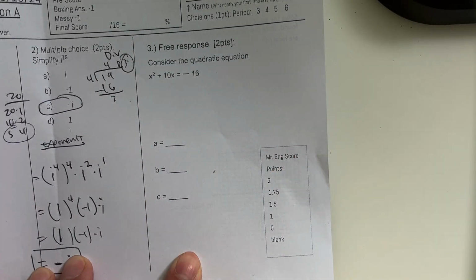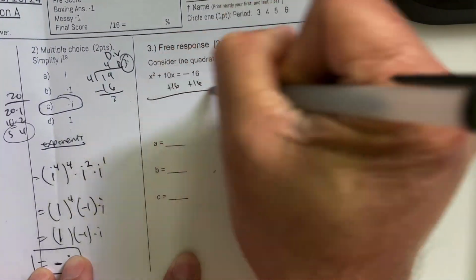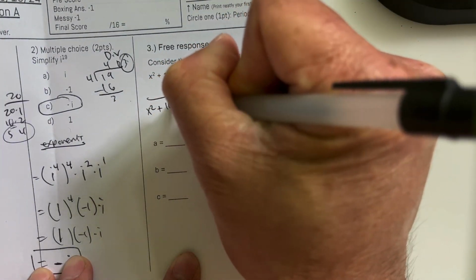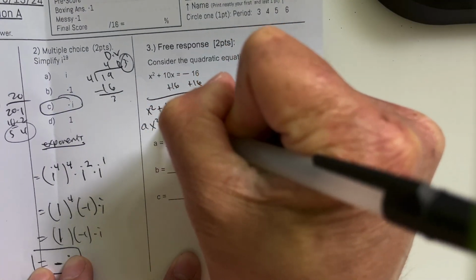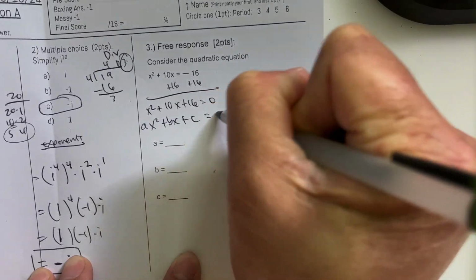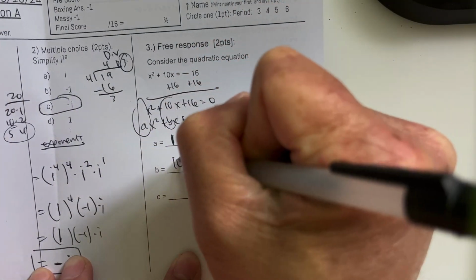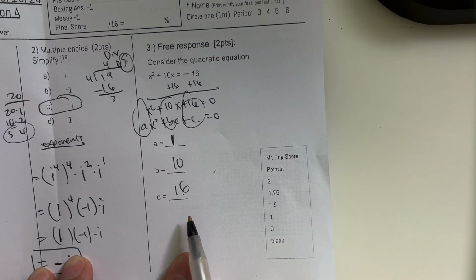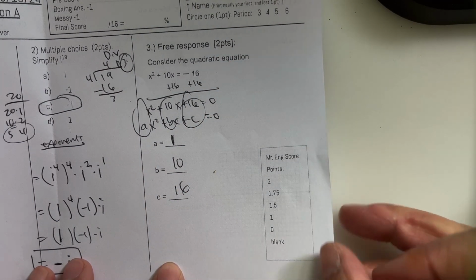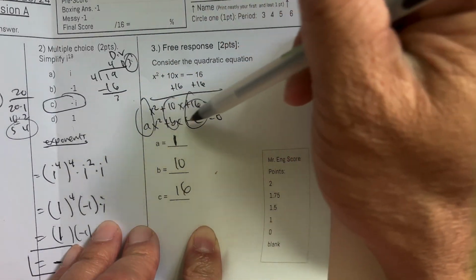This is the same question as last week's. Seeing if you're paying attention. Add 16 to both sides. x squared plus 10x plus 16 equals 0. Because if you have standard form, a is 1, b is 10, and c is 16. The common mistake was probably negative 16. Remember, this has to be on one side of the equation because in standard form, the a, b, and c are on one side.